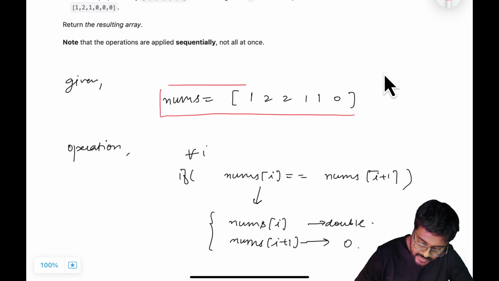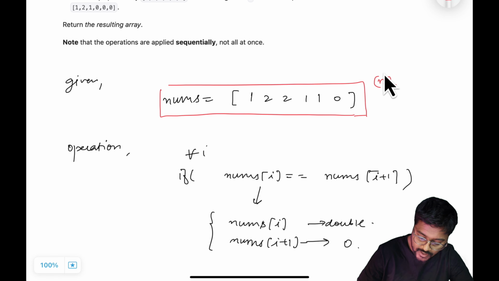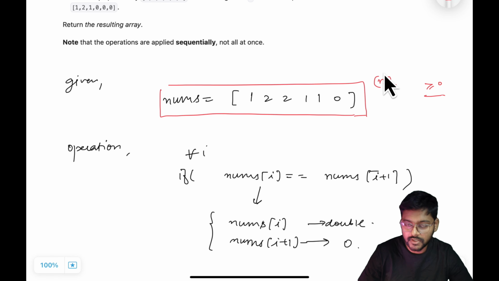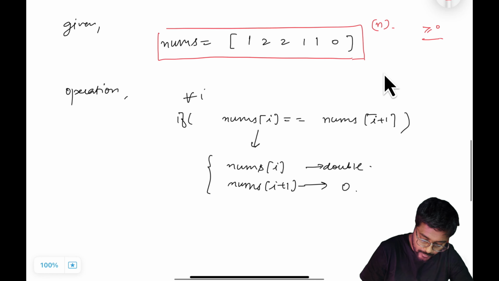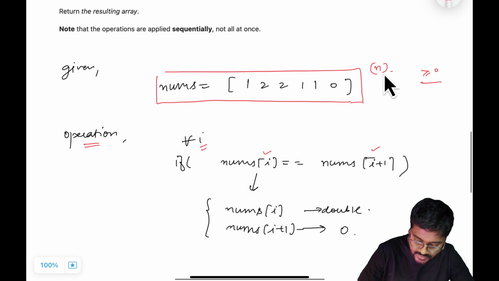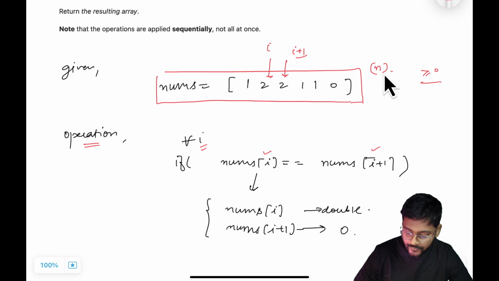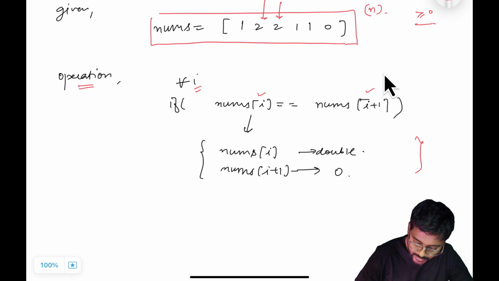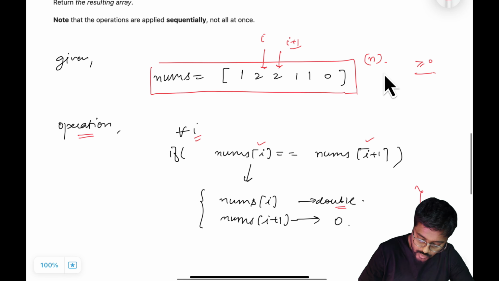Given is an nums array, which has n elements, and all the elements are non-negative, greater than or equal to 0. We have to apply an operation on every valid index where the current element is equal to the next element. Let's say in this case this 2 is equal to the next element. This is the ith element and this is the i plus 1th element. If that is the case, we have to perform this operation: make the current element double its value, and the next element 0. So the current element will be converted to double of its value and the next element will be converted to 0.